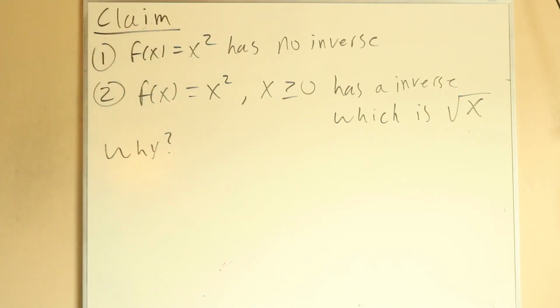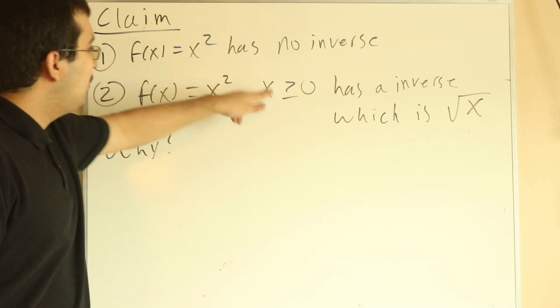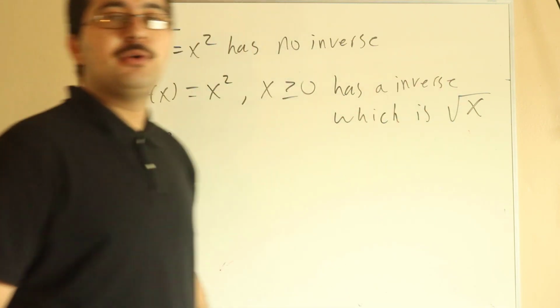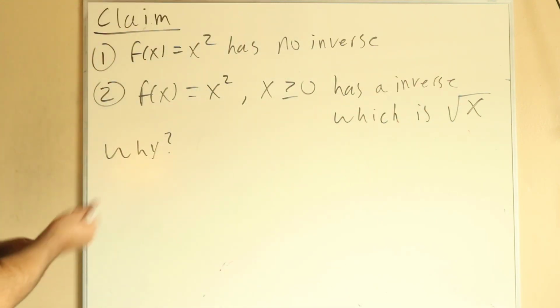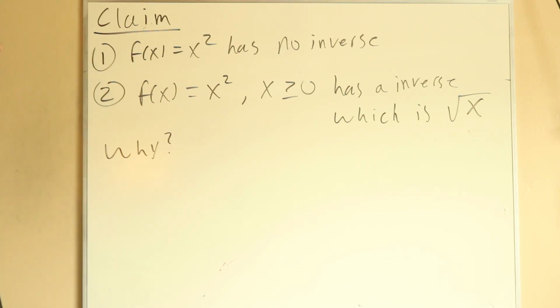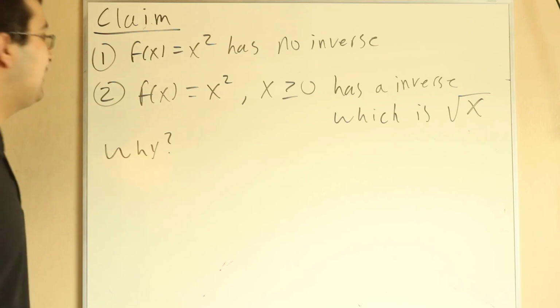Okay, so with that out of the way, let's get back to this claim I made. And I'm going to state right now that both these statements are true. f of x equals x squared does not have an inverse, but f of x equals x squared with this added condition does have an inverse, in which that inverse is the square root of x. Now, why is that the case? Well, in order to answer why that is true, we need to consider the graphs of these functions.